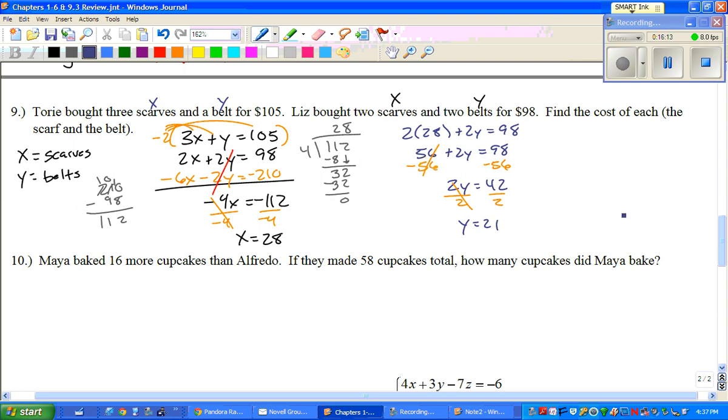Okay, so the final answer, they want to know the cost of everything. Okay, so a scarf equals $28 and a belt equals 21.